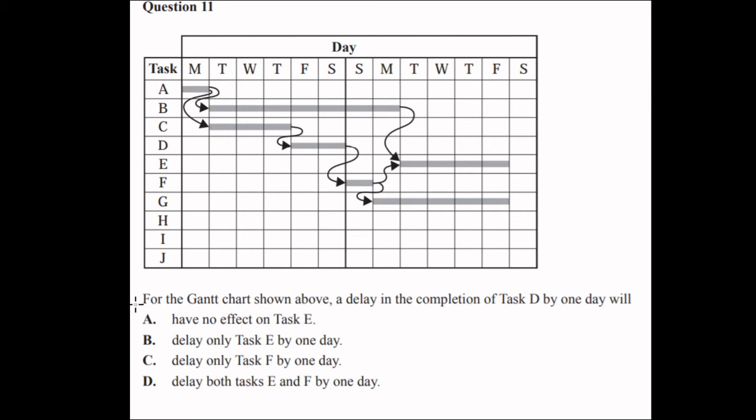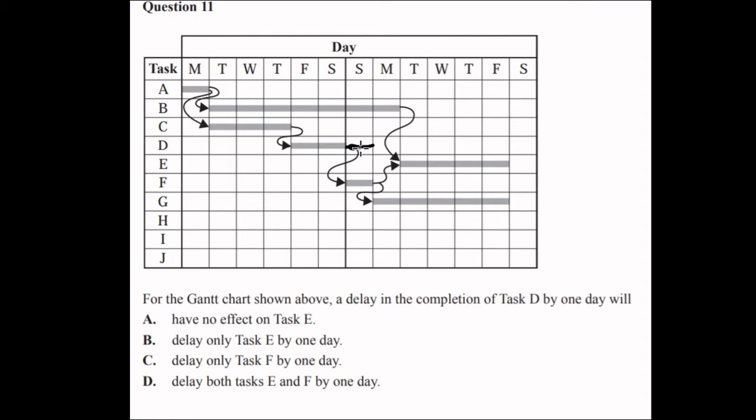So we'll get into our question now. For the Gantt chart shown above, a delay in the completion of task D by 1 day will... So before we look through our responses, let's just draw up what a delay in task D by 1 day is going to look like.